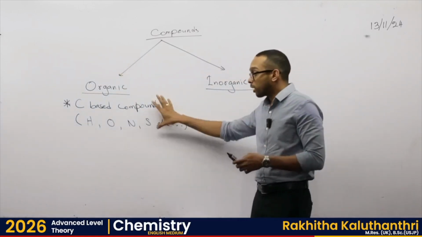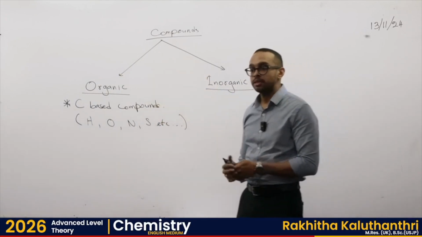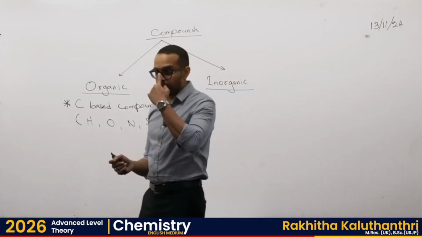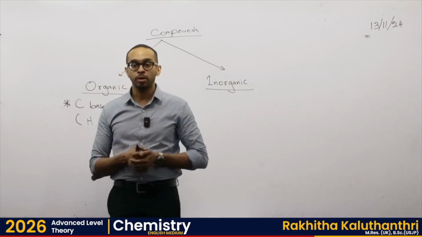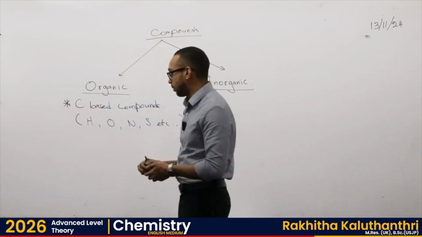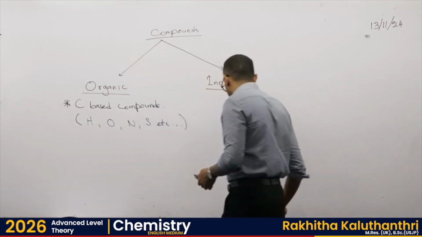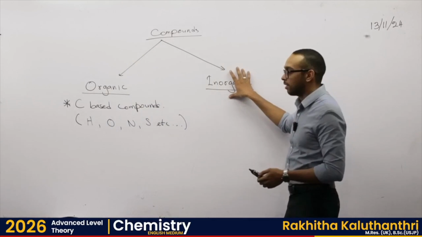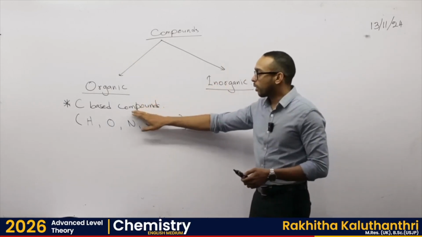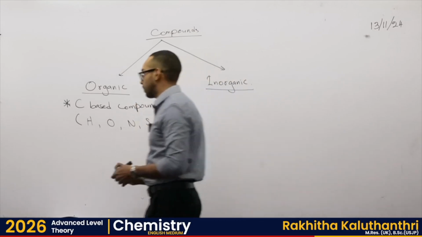So the naming of organic compounds you will learn under organic chemistry, right? After finishing unit 6 you will be learning about organic chemistry. So there you will learn how to name organic compounds. However, inorganic compounds we will learn now itself. So I told you organic compounds are basically mainly carbon based. Let me say one thing after that as well.